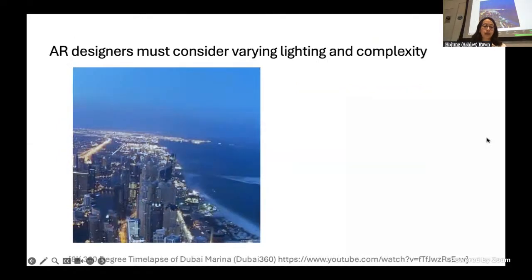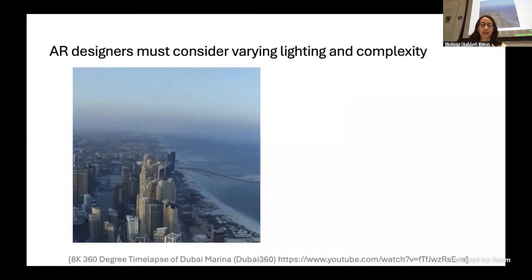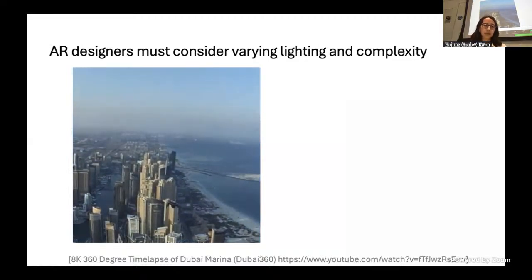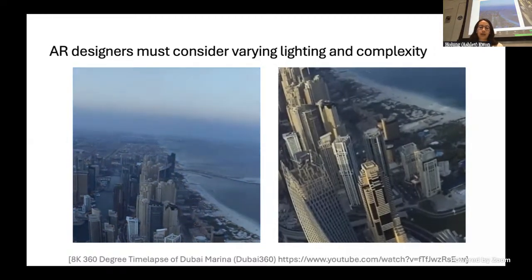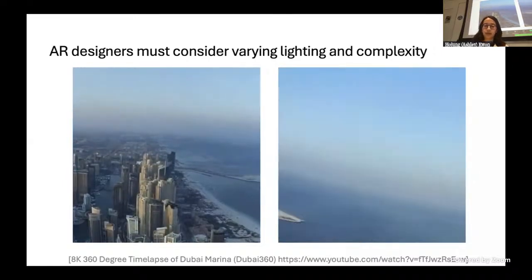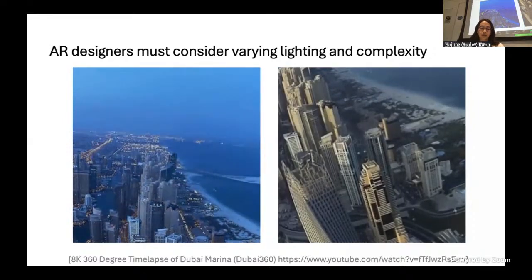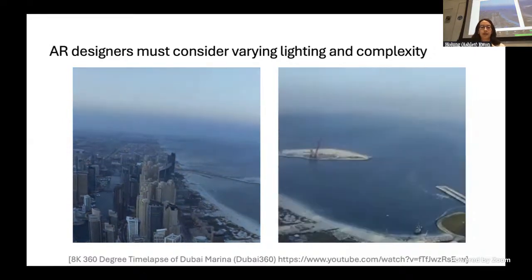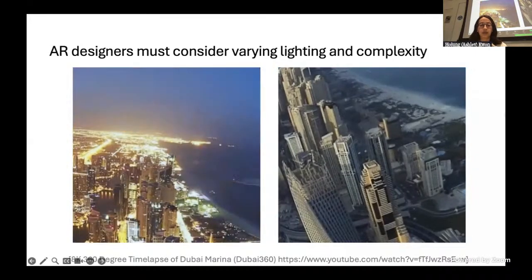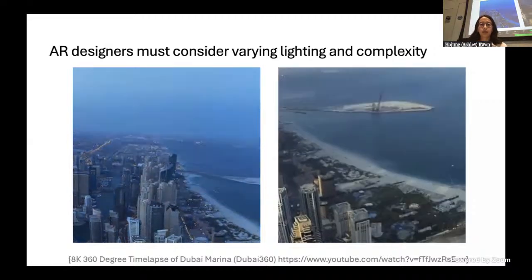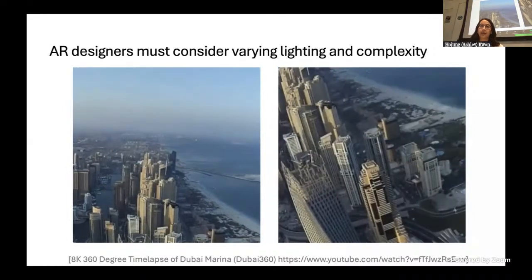But real-world environments are dynamic and diverse, as we see in this video of Dubai's marina. On the left, we see in a time-lapse the lighting change throughout the day. And on the right, we see that the environment complexity changes from busy skyscrapers to clear sky. So AR designers should ensure label visibility across these dynamic environments, but the environments where users view AR is often unknown. So this means that we need to use active AR labels, which can change appearance based on environment conditions.